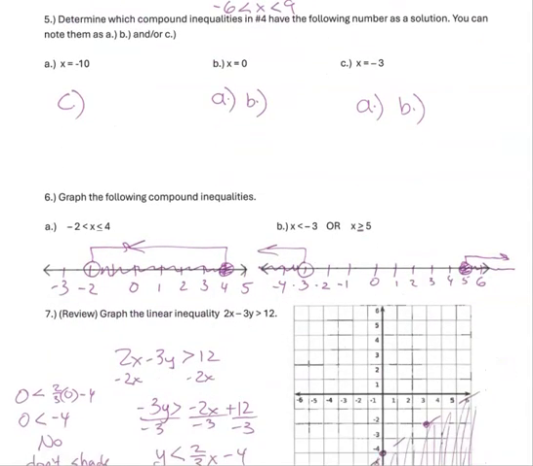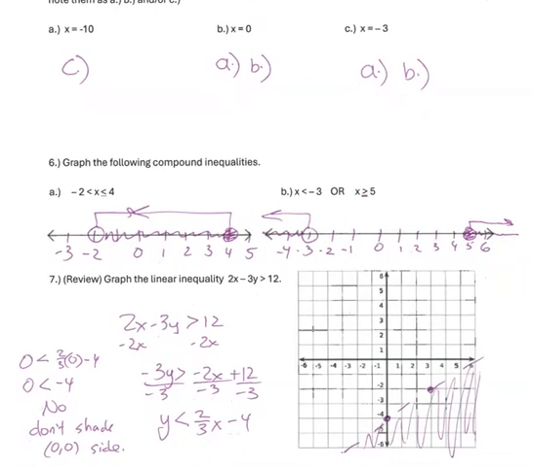I wanted you guys to be able to graph these. So the first one, you had to have an open dot at -2 going to the right. You had to have a closed dot at 4 going to the left, and the overlap is your solutions. For the OR problem, you are going to go to -3, have an open dot, and go to the left. And then you are going to go to 5, have a closed dot, and go to the right. And you do not need to have any kind of overlap.